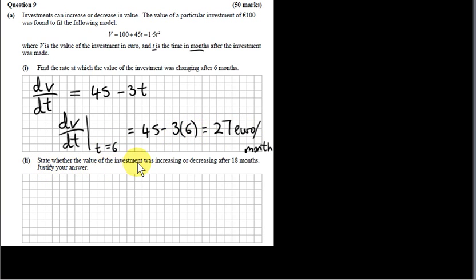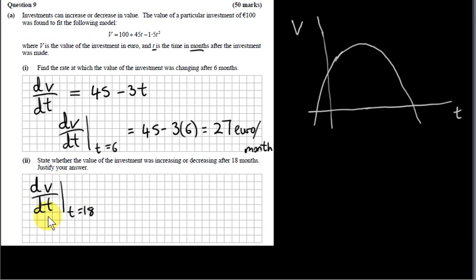State whether the value of the investment was increasing or decreasing after 18 months. Justify your answer. To answer this question, we look at the rate of change of V with respect to t at t equals 18 months. If this rate of change is positive, it means that V is increasing at t equals 18 months. If dV/dt is negative, it means that V is decreasing at t equals 18 months.